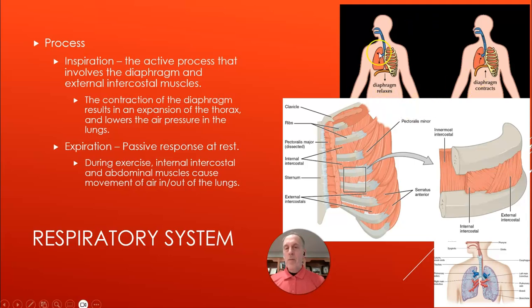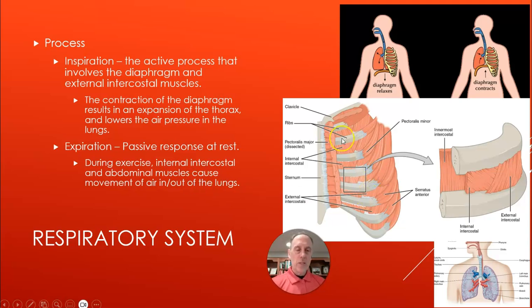And the exhale that you have is a passive response. So this is active. And that could be very much a passive response when I exhale. It's diaphragmatic, meaning that it comes from the diaphragm, but also from a muscular standpoint, it's the internal intercostal and abdominal muscles.